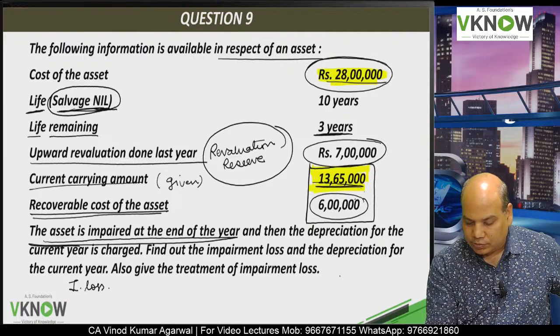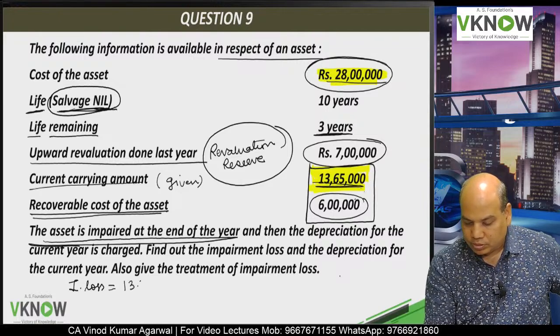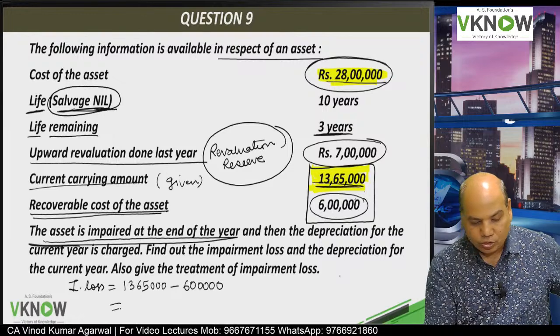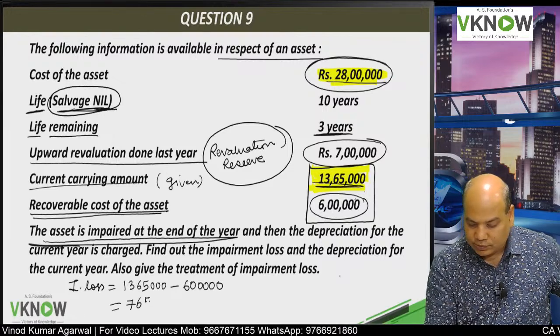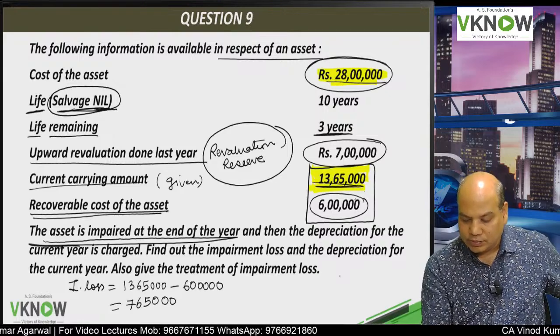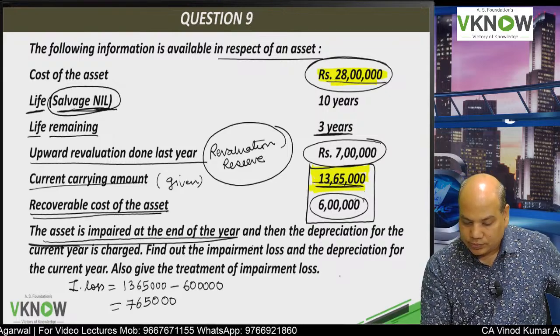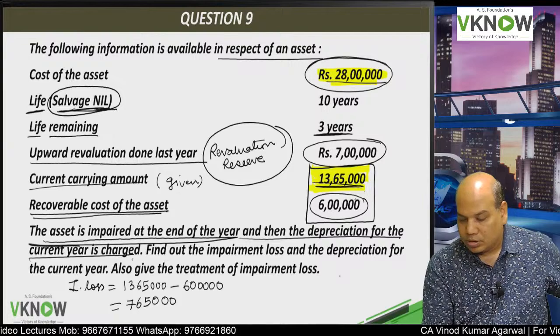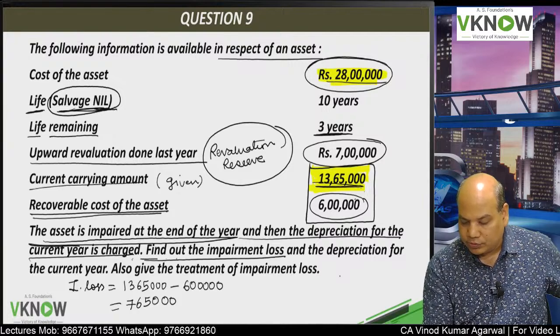Impairment loss is equal to the carrying amount 13,65,000 minus the recoverable amount 6 lakh. So the impairment loss is 7,65,000. Very easy. The question is, the asset is impaired at the end and then the depreciation for the current year is charged. Find out the impairment loss.